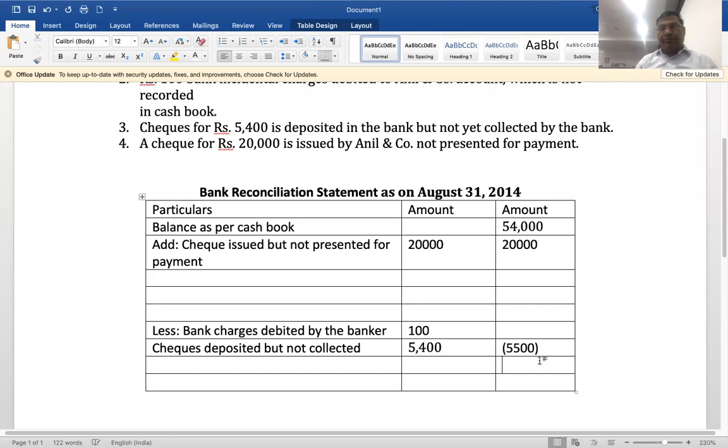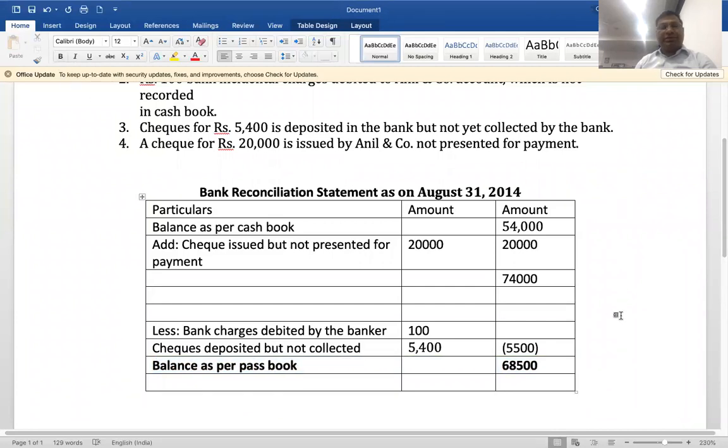The total is 74,000, and from this, deduct this 5,500. 68,500. And this is the balance as per passbook. That's it. This is the answer.